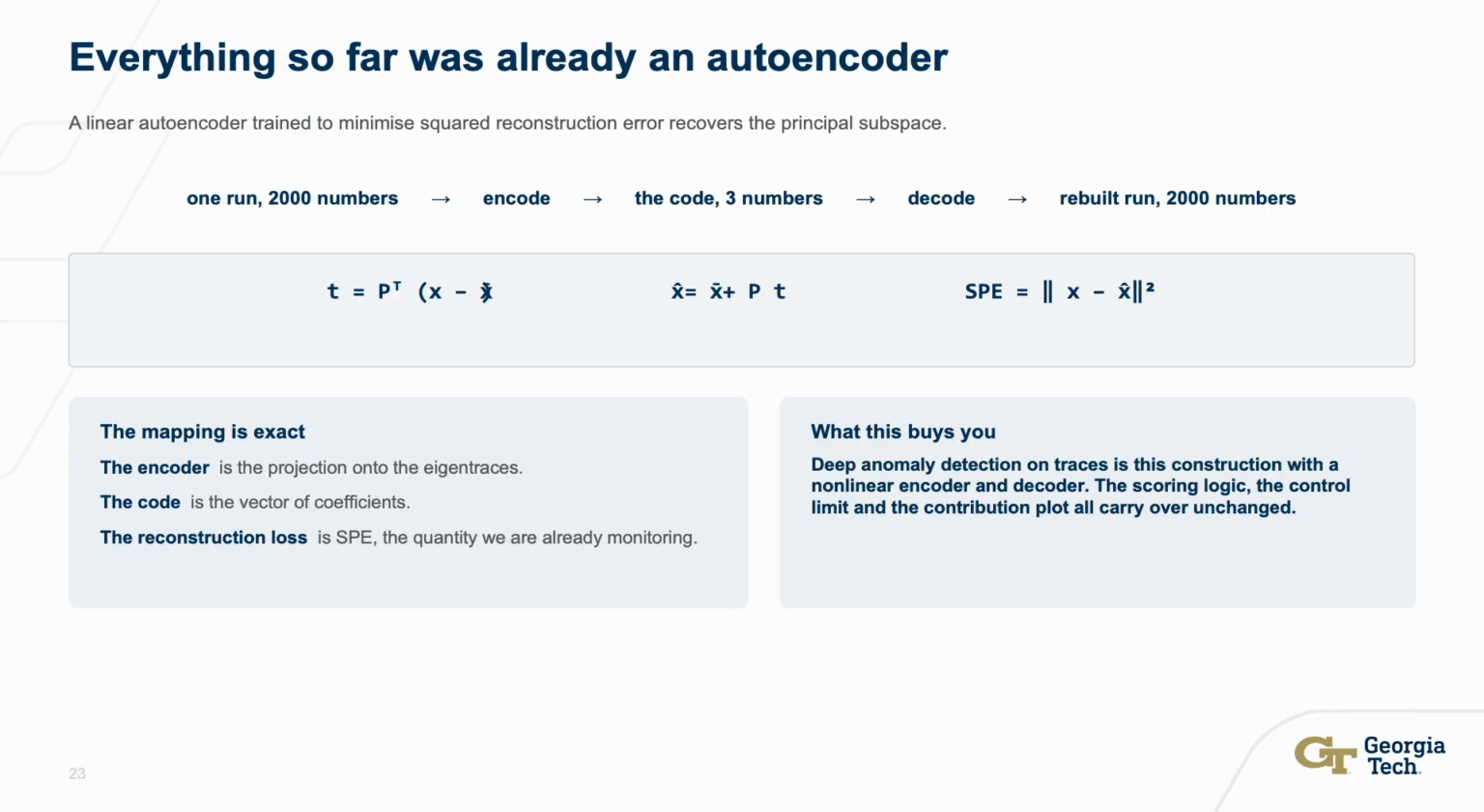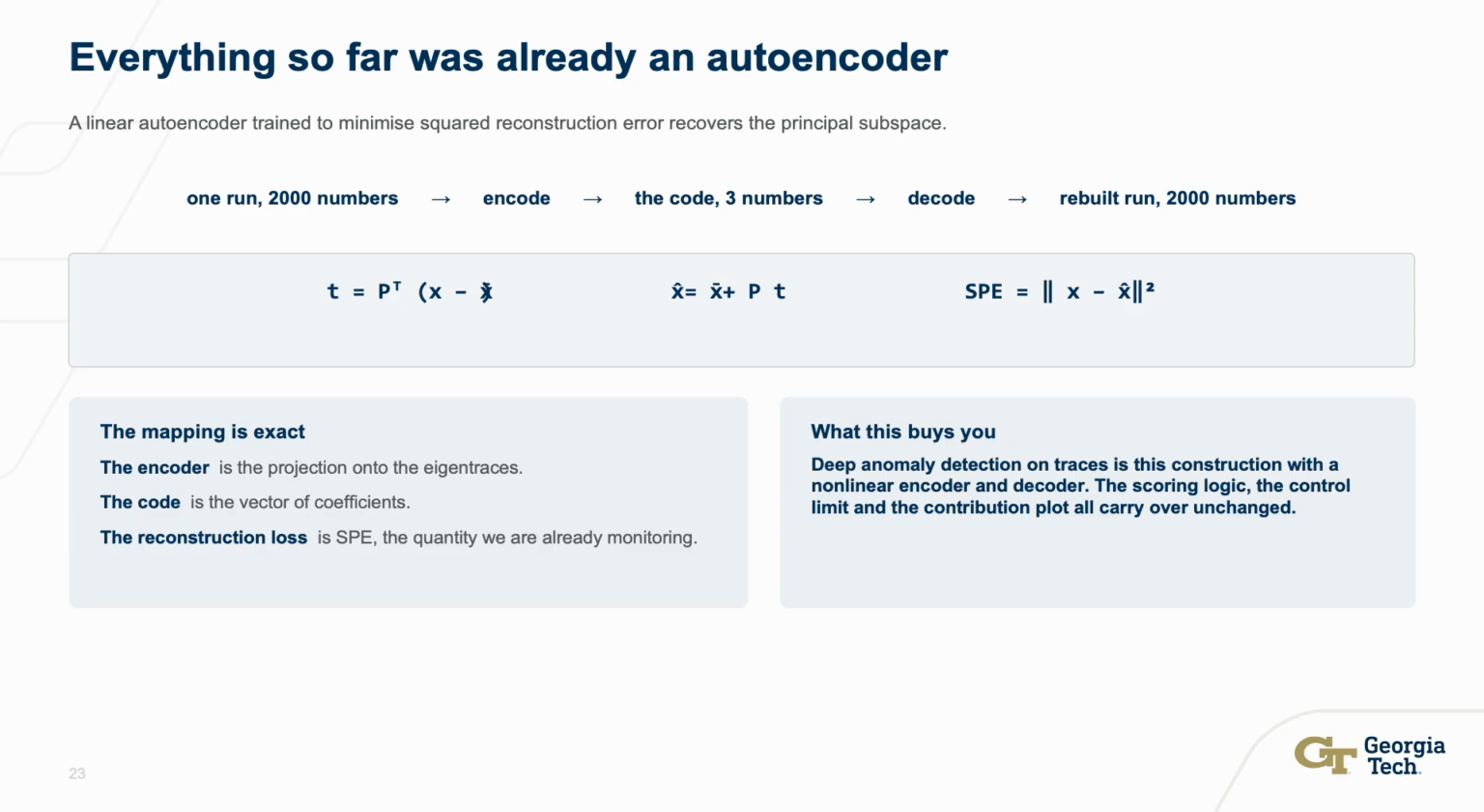Here is the connection between the tier we did today and the tier at the bottom, and it is closer than it looks. A linear autoencoder trained to minimize squared reconstruction error provably recovers the principal subspace. This is a theorem, not an analogy. So everything we built this hour was an autoencoder written in linear algebra.